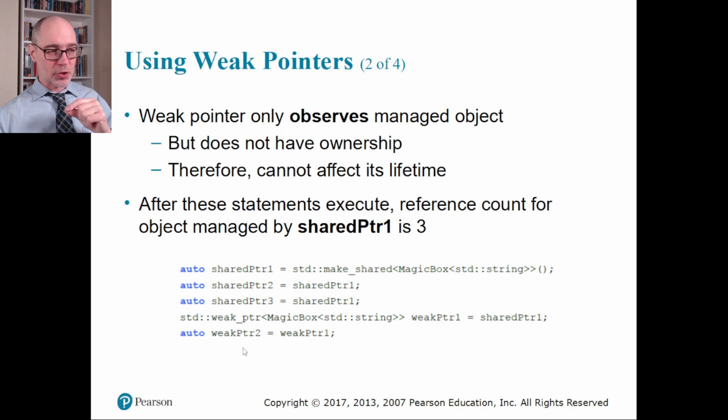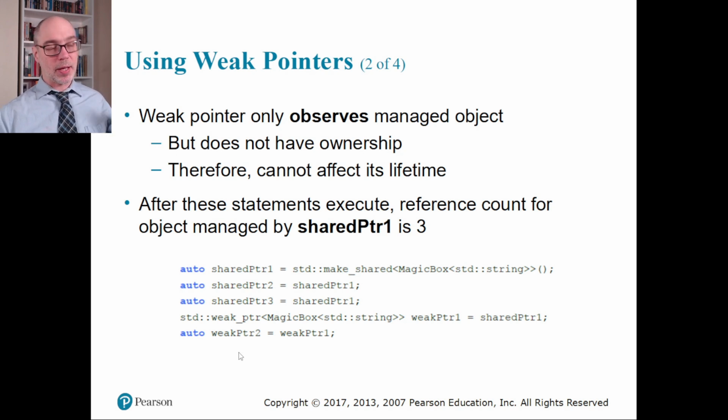And then you can also make another new weak pointer and initialize it to the first one. So again, using auto here, it looks on the right. Well, weak pointer 1 is a thing of type weak pointer for a magic box for a string. So clearly that must be the type that you want for weak pointer 2.